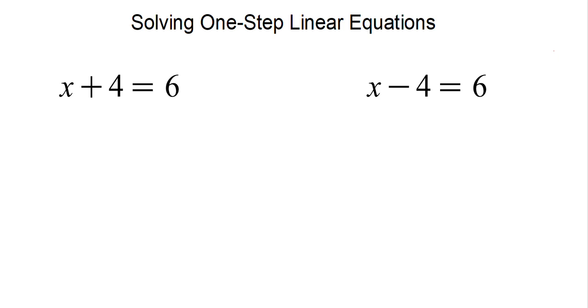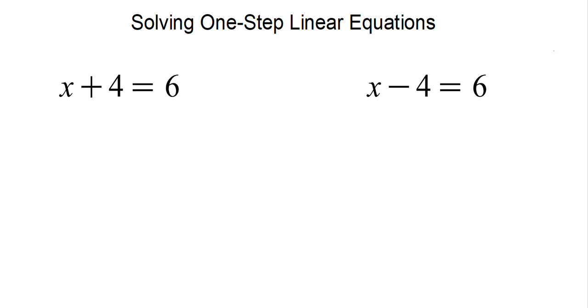So here we're going to solve some one-step linear equations. This time we're going to use addition or subtraction to solve them. So there's not going to be a number, or what we call a coefficient, in front of the variable, in front of x. There's just going to be some number added or subtracted after it, at least to begin with, that we'll need to deal with here.